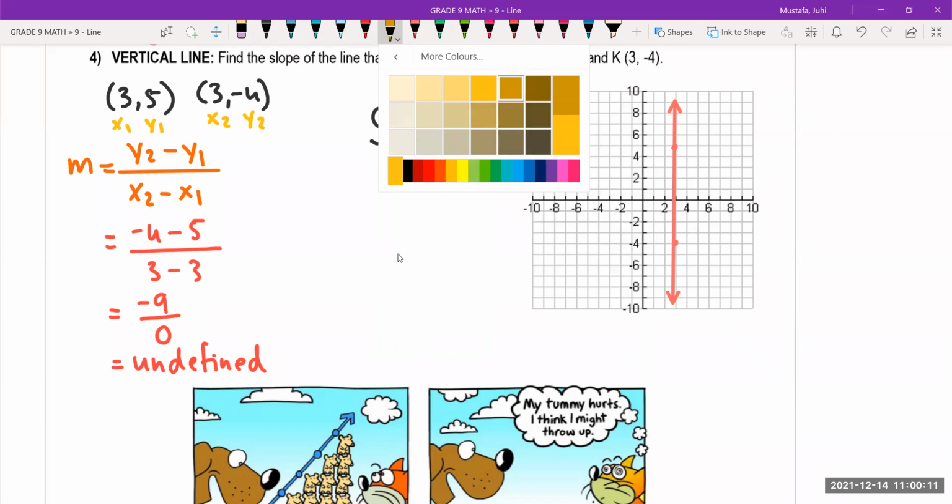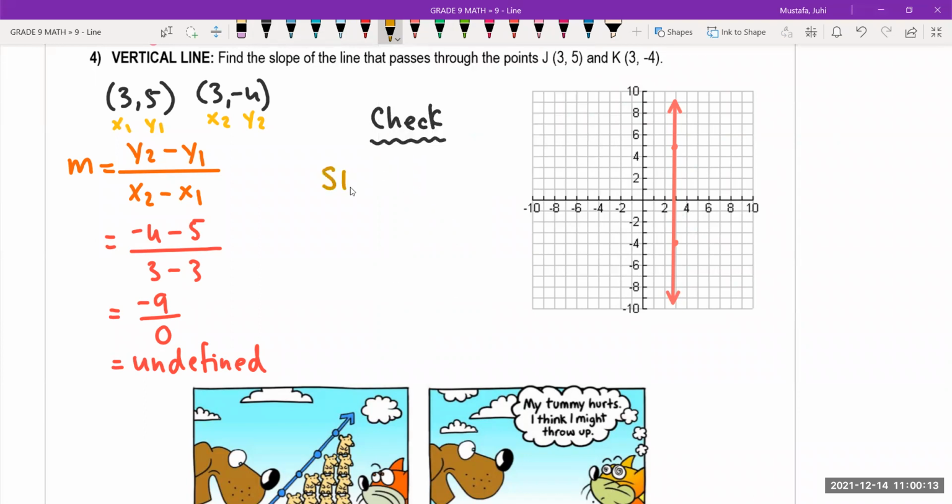Oh, this is weird. Let's see how this one looks. Oh, it looks like a dirty something.